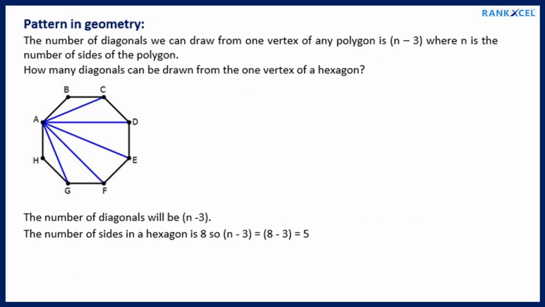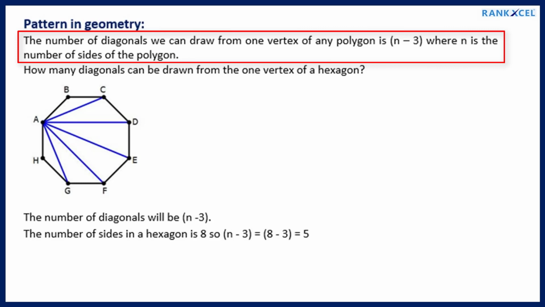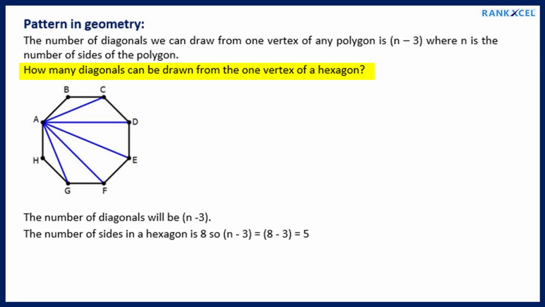Pattern in geometry. The number of diagonals we can draw from one vertex of any polygon is n minus 3, where n is the number of sides of the polygon. How many diagonals can be drawn from one vertex of a hexagon? The number of diagonals will be n minus 3. The number of sides in a hexagon is 6, so n minus 3 equals 6 minus 3, equals 3.